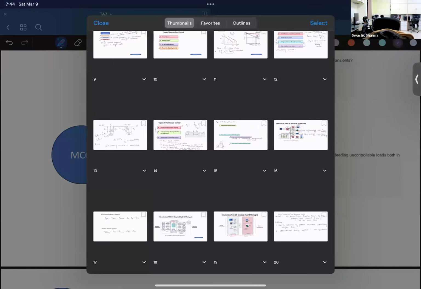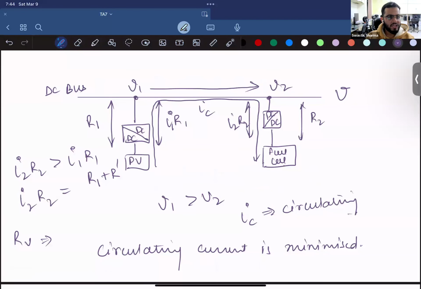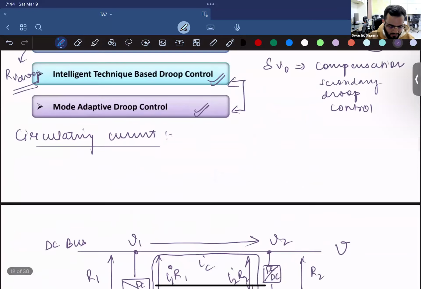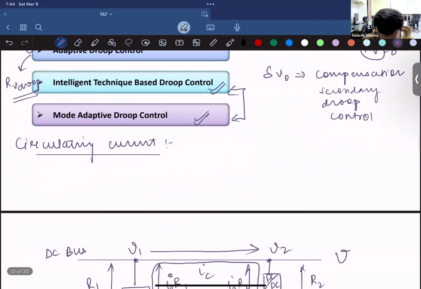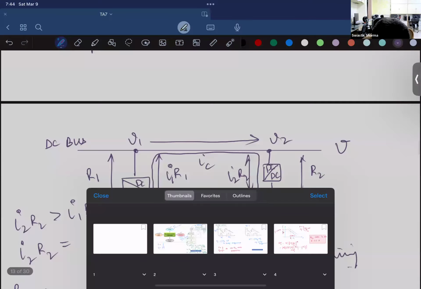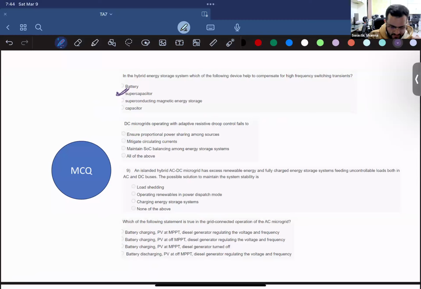Let me open. So this group control could be used to change how your impedance looks so that your output current could be varied in a way that your circulating currents are minimized. That's the work of your adaptive resistive group control. But it can do one more thing. It can ensure proper sharing among different sources, because that's the responsibility of group control. It can minimize the circulating currents.